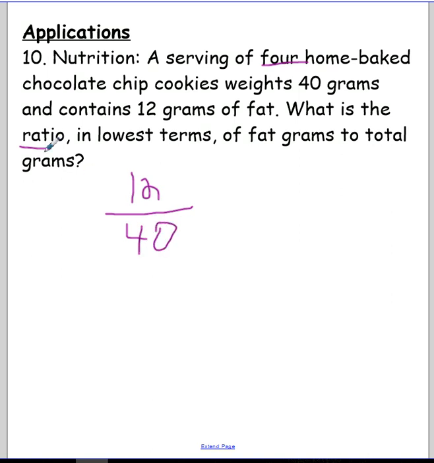And since it's a ratio and not a rate, we can say that grams cancels with grams. And so let's simplify. They're both multiples of 4. So 12 divided by 4 is 3. And 40 divided by 4 is 10. So the ratio is 3 to 10 for fat grams to total grams.